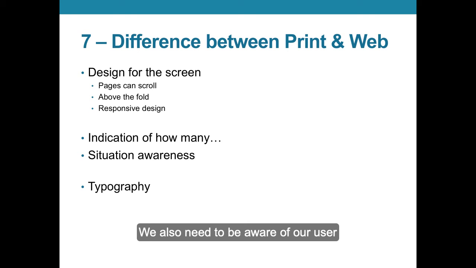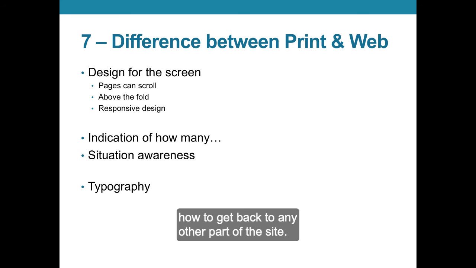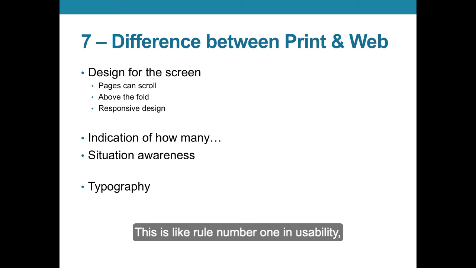We also need to be aware of our user and situation awareness. Our user should always know where they are at in your site, and they need to know exactly how to get back to any other part of the site. This is like the rule number one in usability, in interface usability design. People need to know where they are and how they can get back.